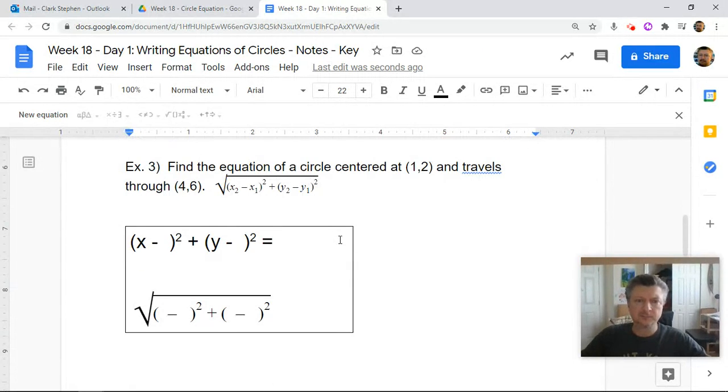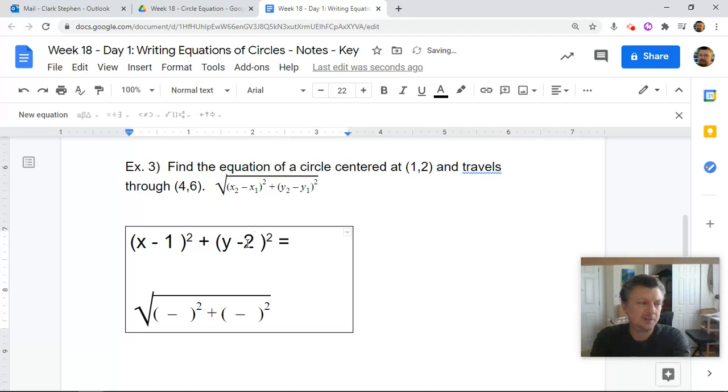Number 3. Now this one you have an equation centered at 1, 2, and it travels through 4, 6, that point. So the center of the circle is at 1, 2. Well, let's get that first, then worry about the travels through later. All right, so 1, that's plus 1, so you get a minus 1. Positive 2, that's a minus 2. Okay, so there's that part of the circle.